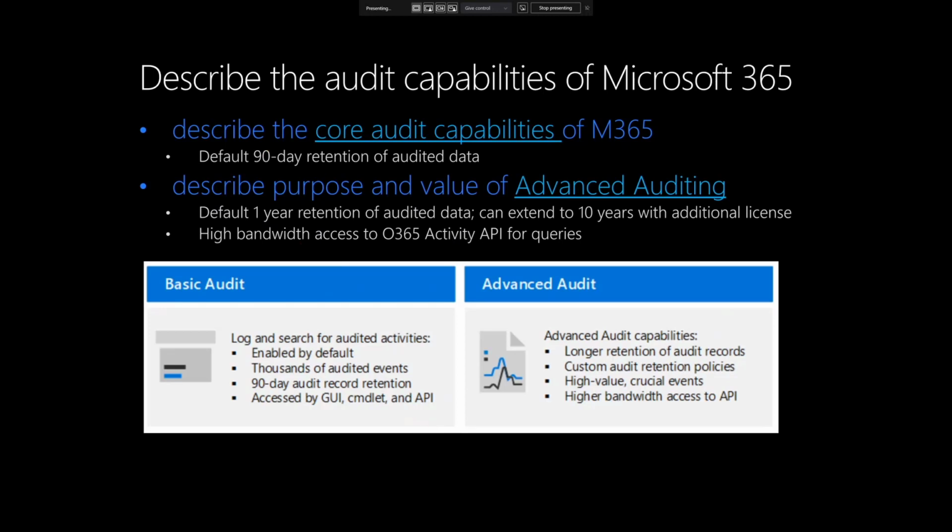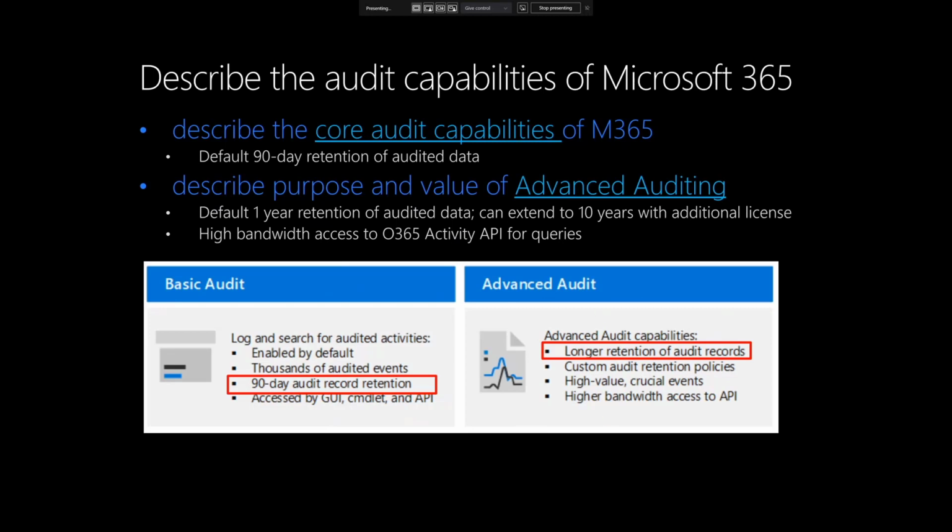So for your core auditing capabilities, the audit record is kept and searchable for 90 days. That's the default. Advanced audit, on the other hand, can help an organization who might be conducting forensic investigations or compliance investigations. And the way it does this is by increasing the retention time for audit logs that might be required to perform those investigations. So advanced audit keeps all your Exchange, SharePoint, and Azure Active Directory audit records for a year, right? So you've got a default 1-year retention of audited data. You also have the capability to keep audit logs for 10 years with an additional add-on license if that's required from an audit perspective.